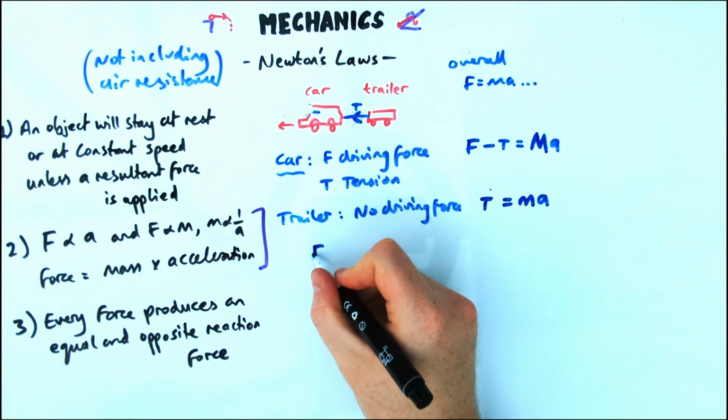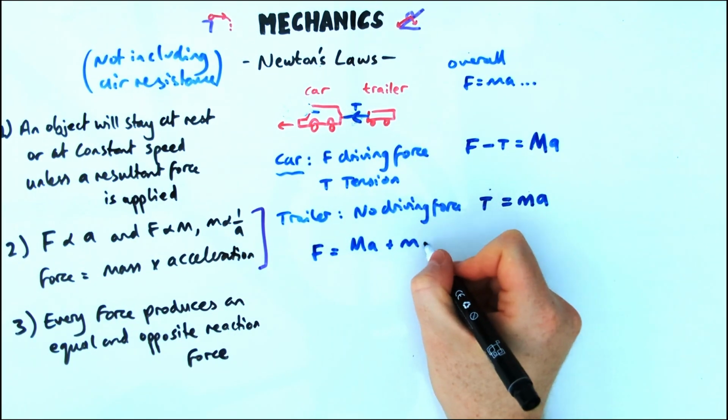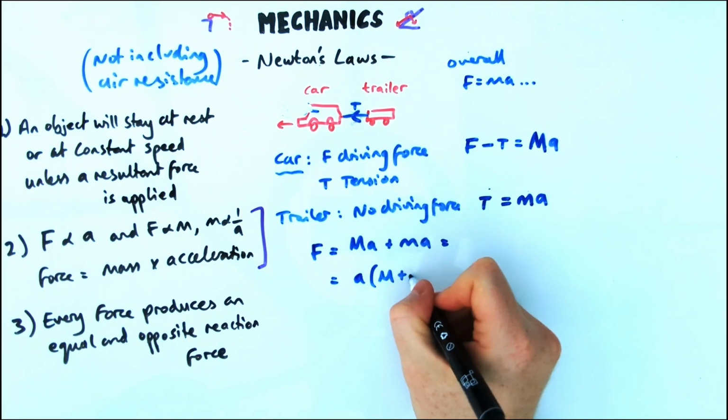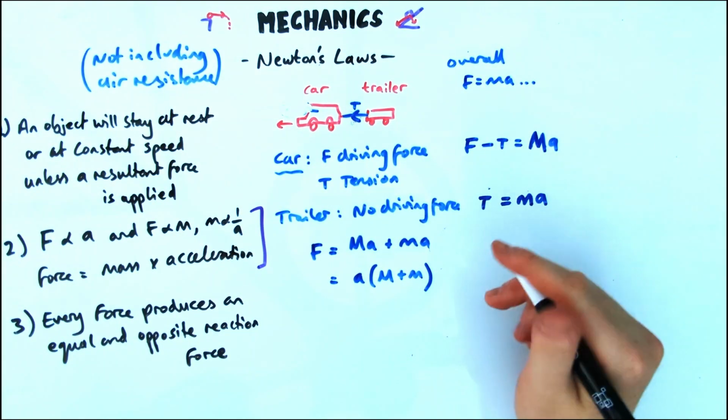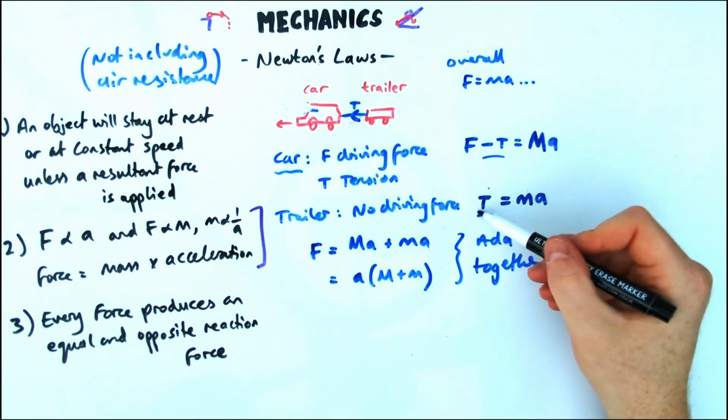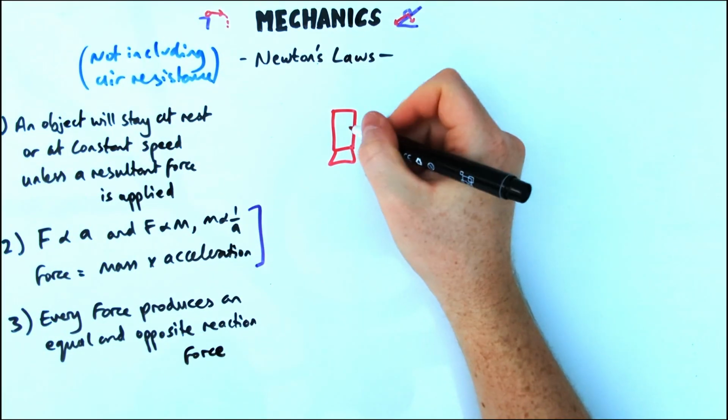Combining these two things together, we can come up with our expressions. If I've just factorised down and I add those two together, we might notice the two tension terms will cancel. So we are left with F equals capital M a plus small case m a overall.